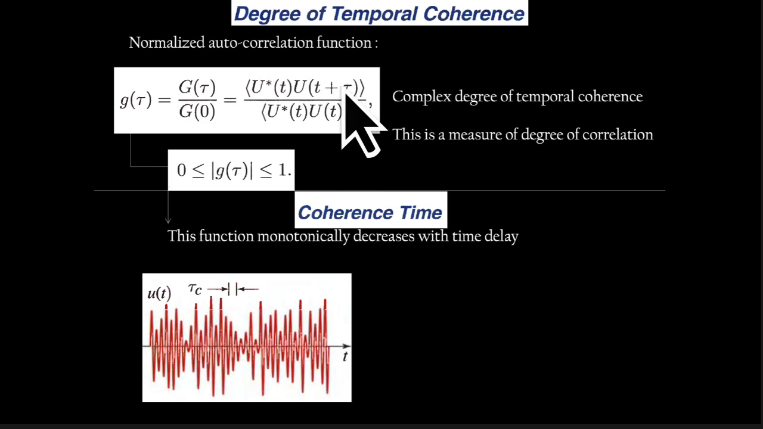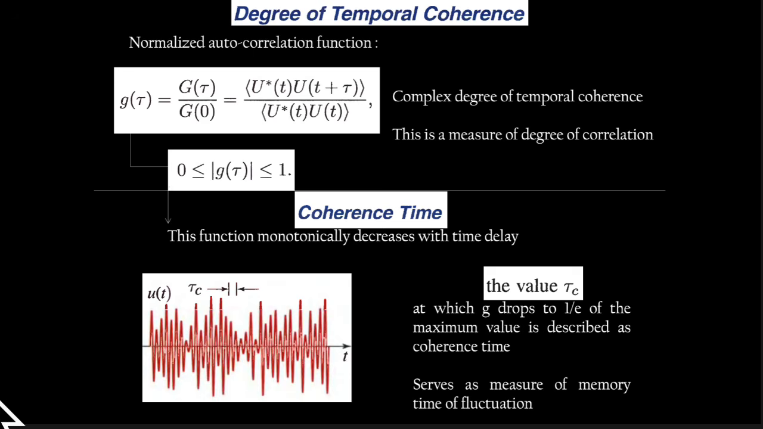between t and t plus tau, that is tau c, the specific time delay which preserves the coherence. In other words, the value tau c is the specific value at which the small g drops to a value of 1 by e of the maximum value, and that is described as the coherence time. Okay, what is coherence time? Coherence time is that particular time for which this small g value drops to 1 by e of the maximum value, and therefore it gives us a measure of the preservation of coherence, in this case the temporal coherence for this system.